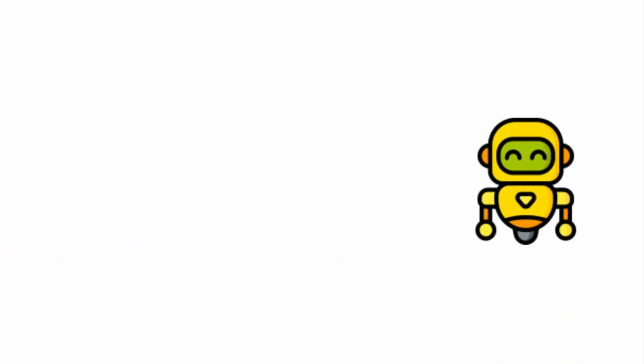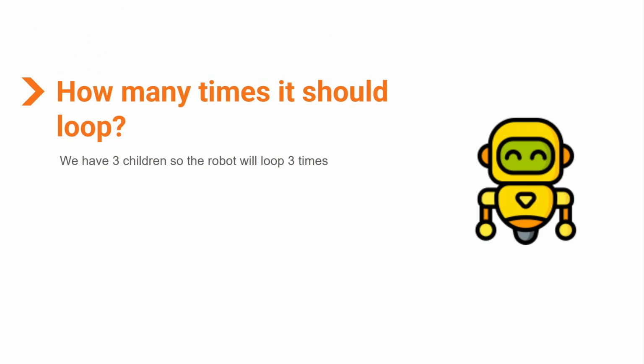So now we have some problems in programming this particular robot. What are these problems? The first one is how many times it should loop. That's a big question. We have 3 children, so the robot will loop only 3 times, because let's say it loops 4 times. In the 4th loop, it won't find any new kid who hasn't got a chocolate bar.